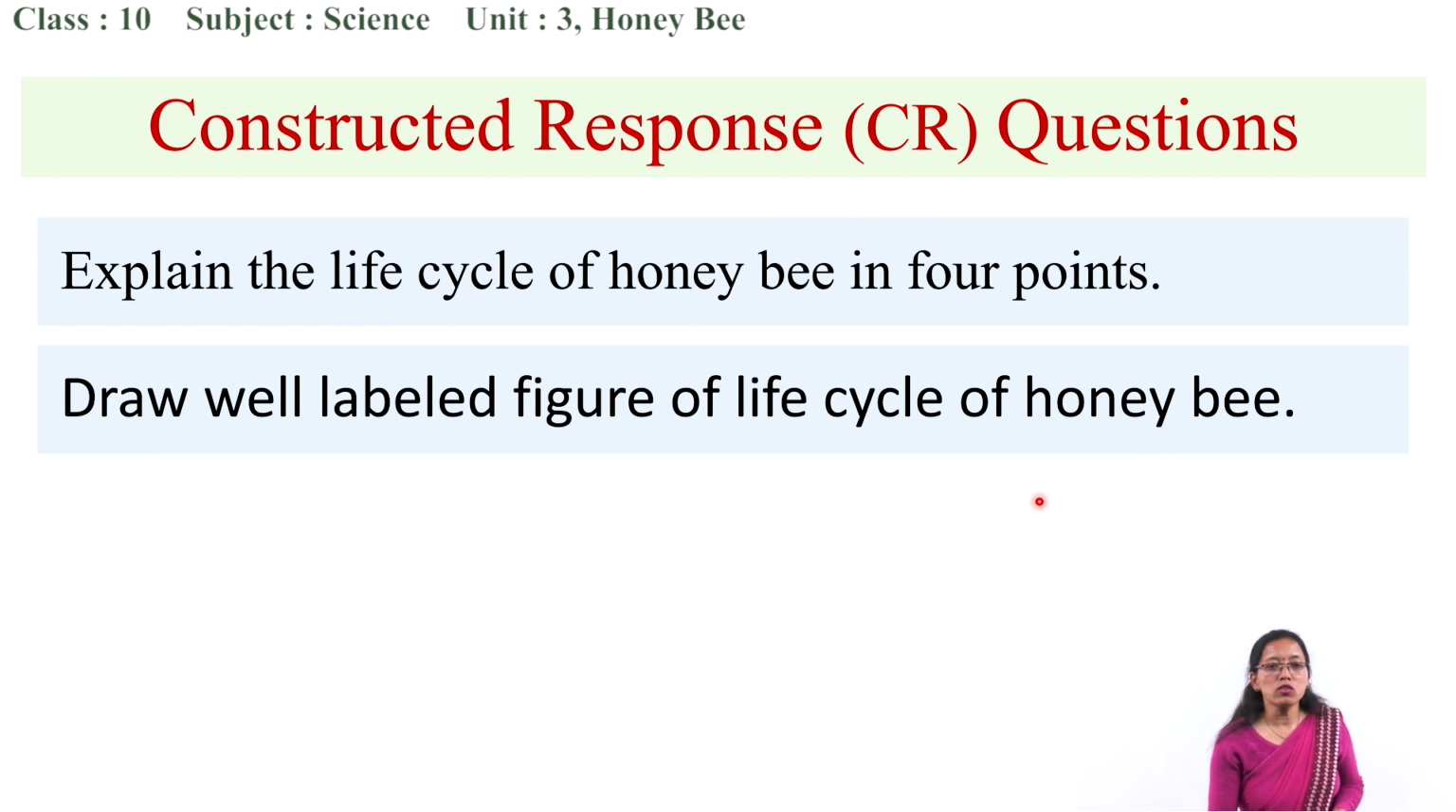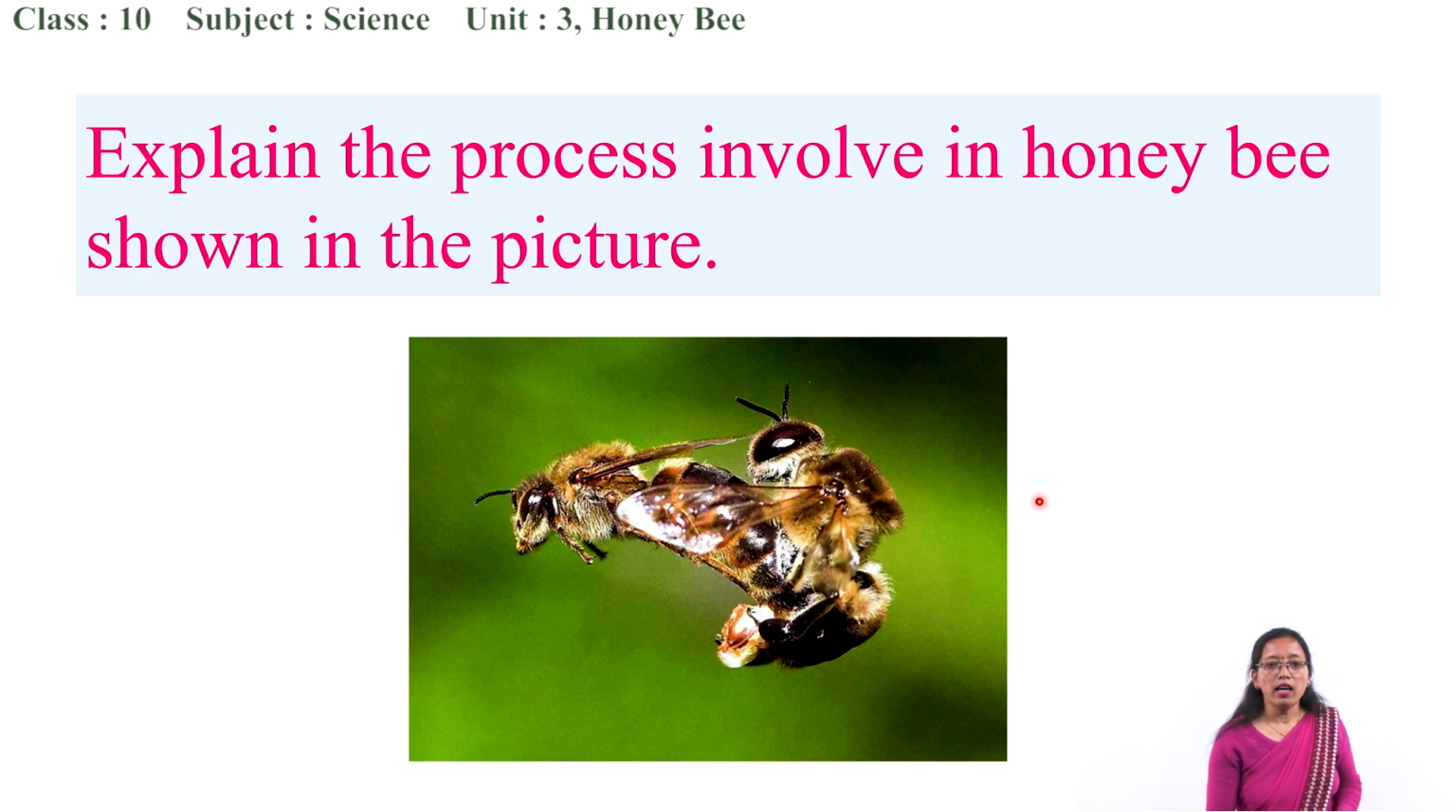And the next one is, draw a well labelled figure of the life cycle of the honeybee. You can draw the life cycle of the honeybee in a cyclic form, okay. And the next one is, explain the process involved in the honeybee shown in the picture. What process is shown in this picture? Explain this process, okay. Which process is shown here? Yes, it is the nuptial flight or mating flight. Explain what happens and how it takes place. Just write it in your copy and show it to your science teacher.